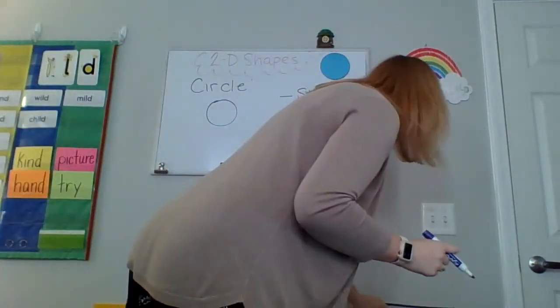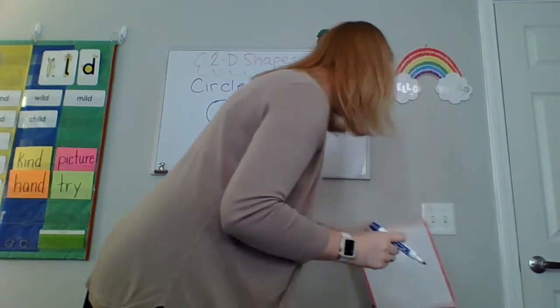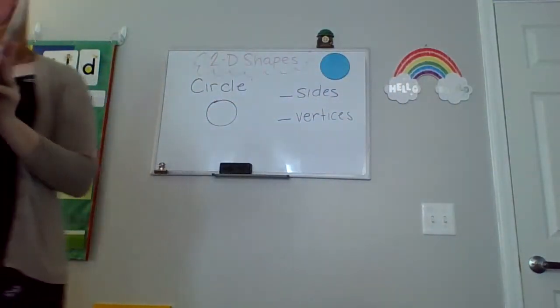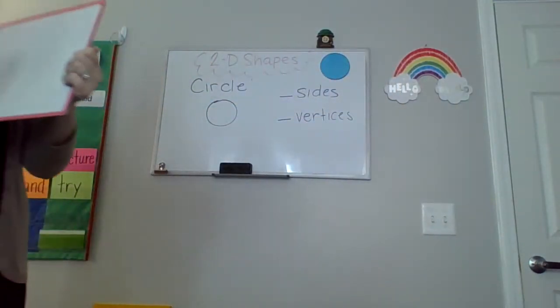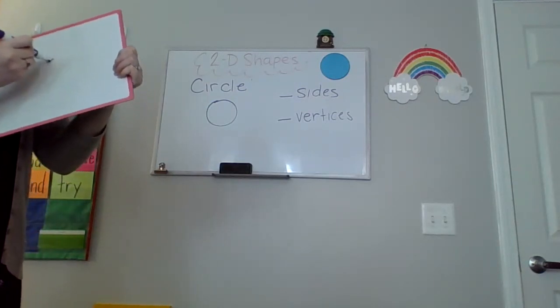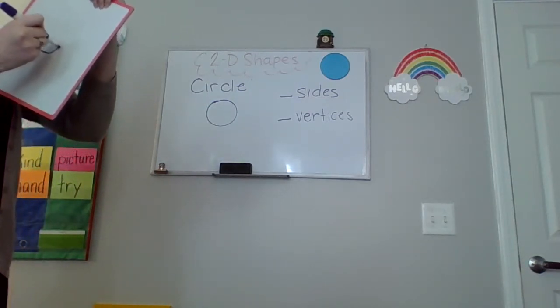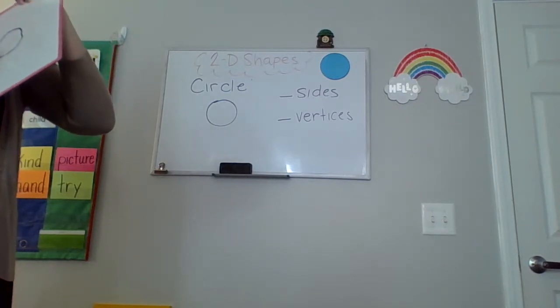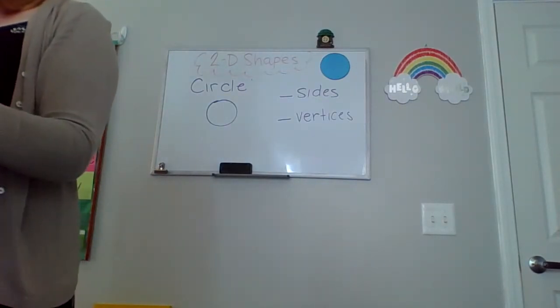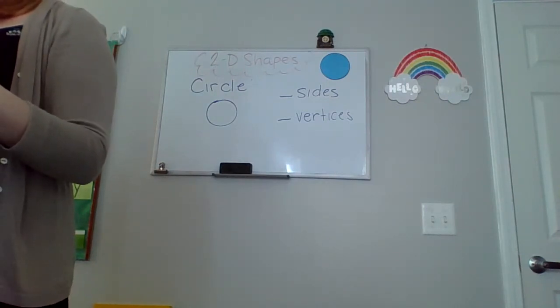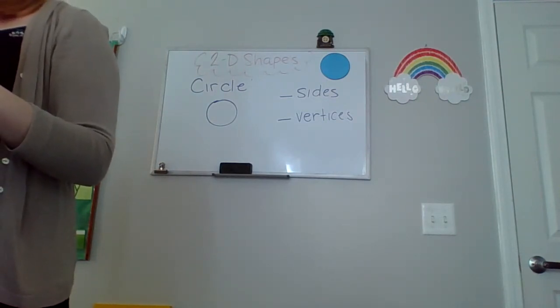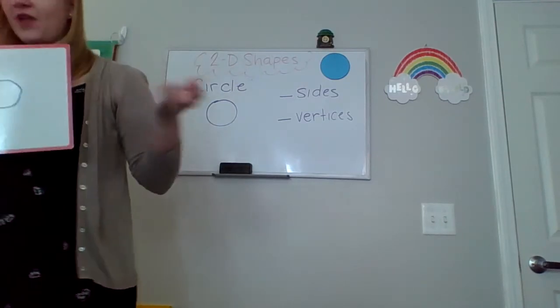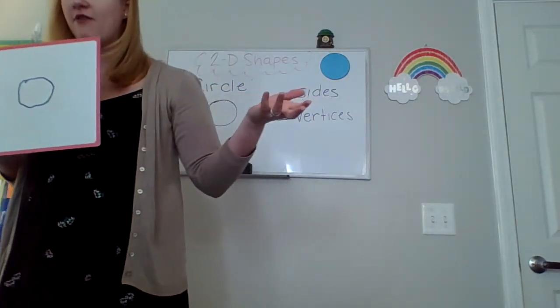It's actually hard to draw on a board, but if you had a piece of paper or a notebook, you could start here, turn your board to make a circle. Is mine perfect? No. Does it look like a circle though? Yes, it looks like a circle. I don't have straight edges. I don't have a vertice.